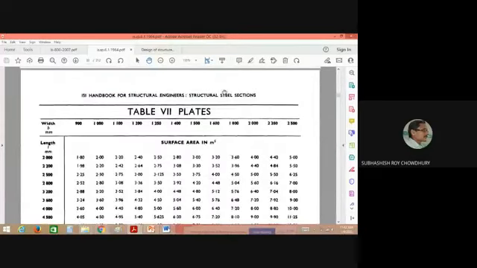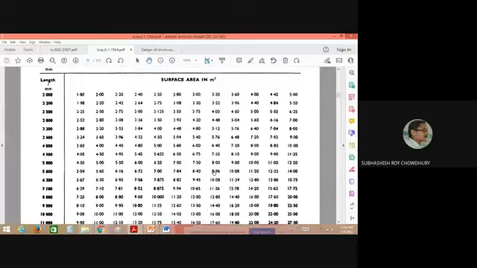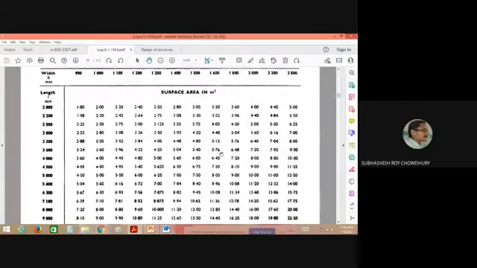Now other than I section, channel section, T section, angle section, you may have to use some standard plates. A plate is a two-dimensional object, and it has no such cross-sectional parameters. Only the length and the width are important, and accordingly you may get the area, etc. The standard widths are 900, 1000, 1100, like that. So these are the standard plates that you may use for the purpose of construction in steel structure.